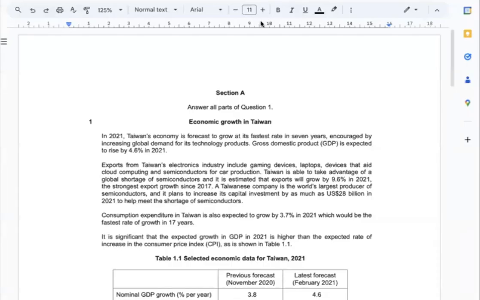All right, paper 2, section A. Question number 1 is about economic growth in Taiwan. I'm answering this question after reading all the extract and analyzing data. So let me start with the first question.